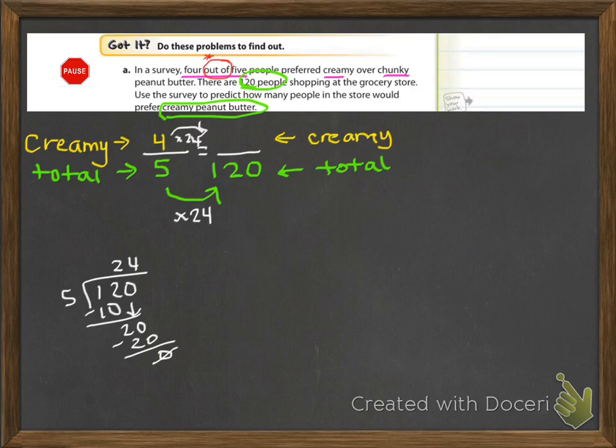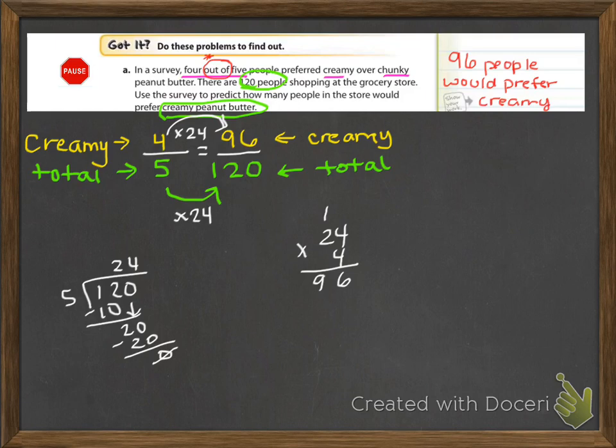Ooh. So now you probably won't know 24 times 4 right off the top of your head, so make sure somewhere on the page you're doing the multiplication. 4 times 4 is 16, 4 times 2 is 8, plus 1 is 9. So now you know that you get 96 up top here. So then our answer is 96 people would prefer creamy.